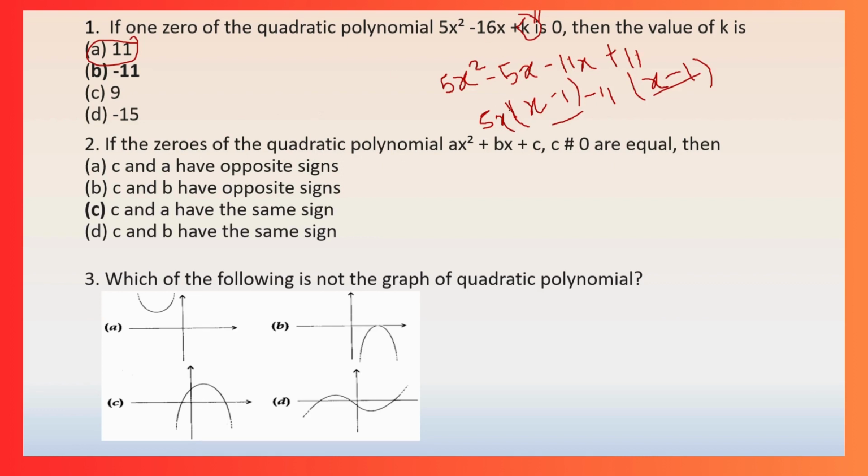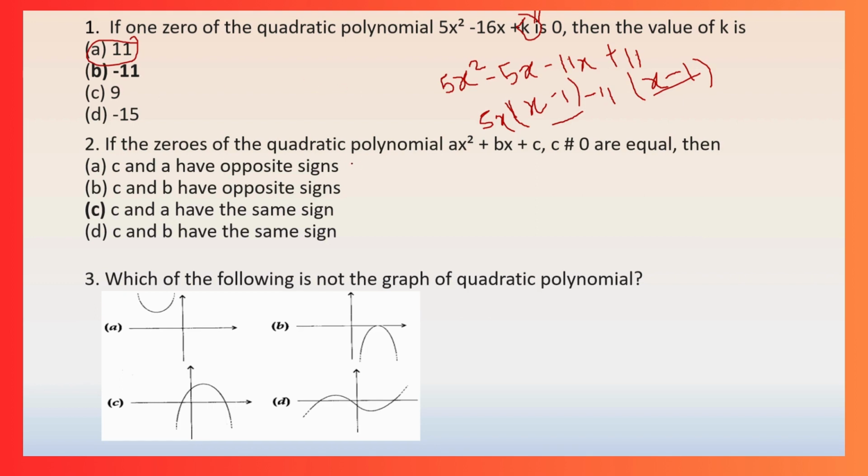So in this case we are using the option method. First we put the option values here and try to solve the equation. If the equation is solved using those options, this will be the fastest way to answer the question.